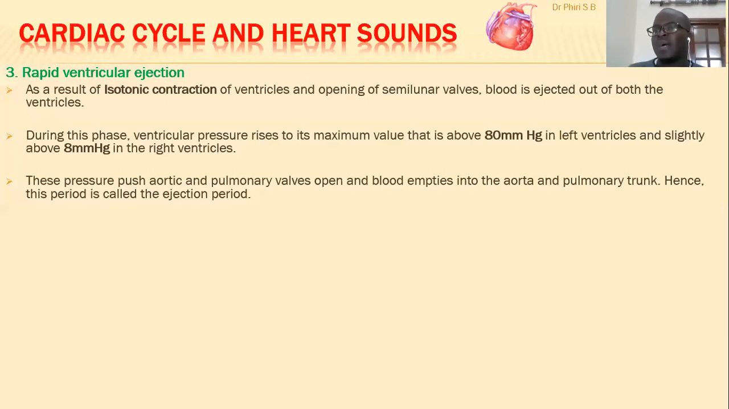So in the left part of the heart, it will rise to above 80 millimeter of mercury, but the right part of the heart is a low blood pressure system. So it will rise above 8 millimeter of mercury. And then those semilunar valves, the pulmonary trunk semilunar valves, are going to open. Then you have now your rapid ejection phase.